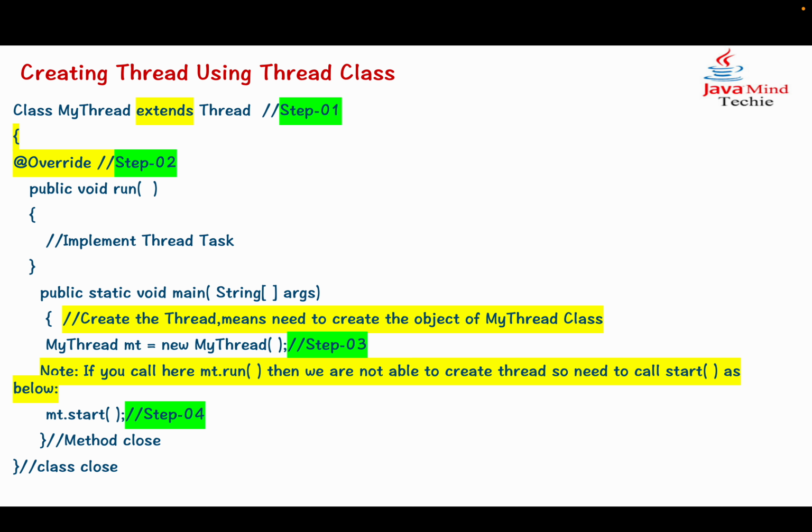You should understand them. Then you can create the thread using the Thread class very easily. First step, your class should extend from the Thread class. Step number 1. Then the second step: you need to override one method, that is the run method. Then the third step, you need to create the object of your class. And the fourth step, you need to call the start method to activate the run method. This point you need to understand. I will explain the same thing with the code base also, and I will show you how to create a thread using this Thread class.